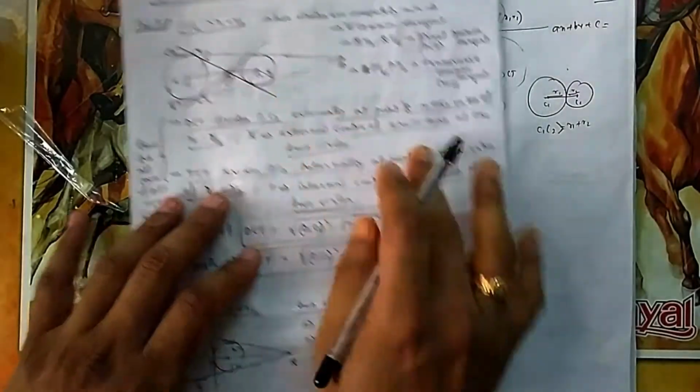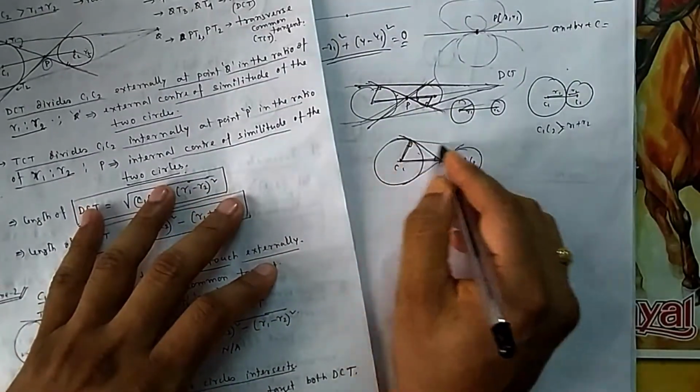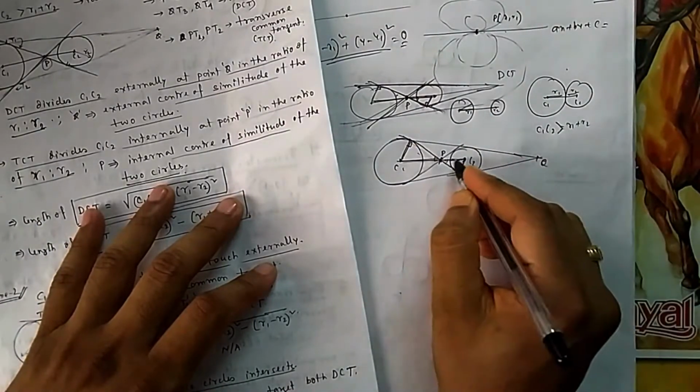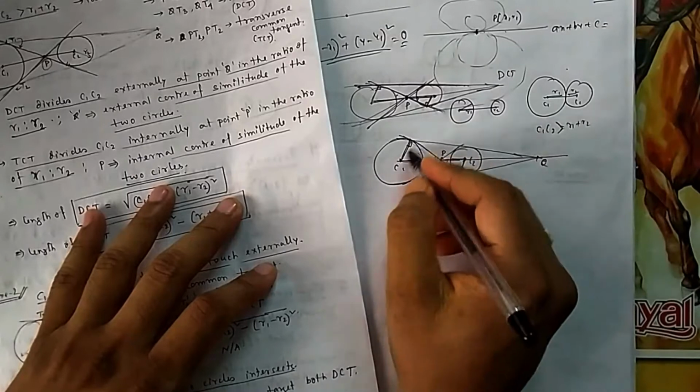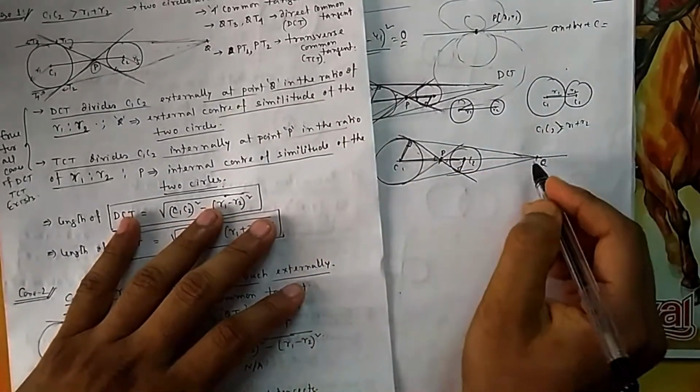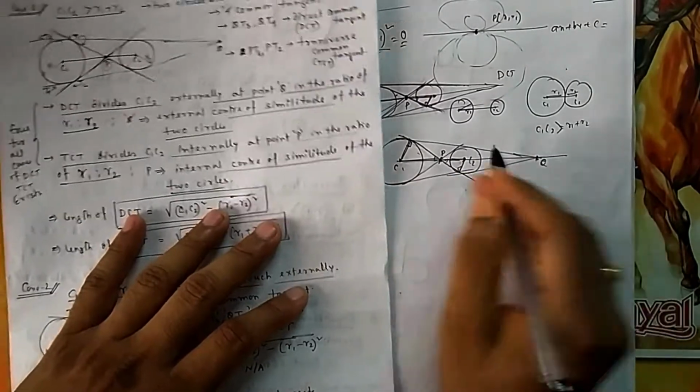And the DCTs, these 2 extreme DCTs, will also meet at some point Q, which is on the same line C1C2. That can also be proved using 2 similar triangles; I am not going through that again. That point divides C1C2 externally in the ratio R1 is to R2.